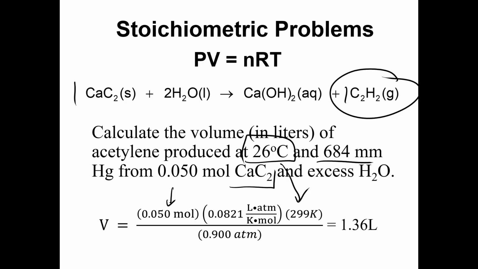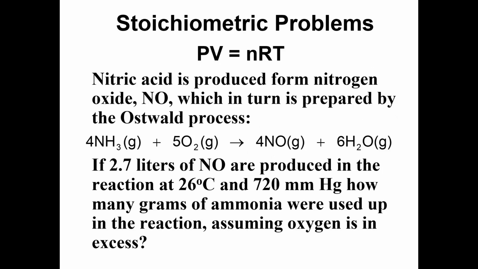684 millimeter mercury divided by 760 millimeter mercury equals 1 ATM. You get 0.9 ATM and a volume of 1.36 liters, right? So it's not always going to be 1 to 1. So you always have to look at the balanced reaction before you can do this. Alright, so let's take a look at another one.